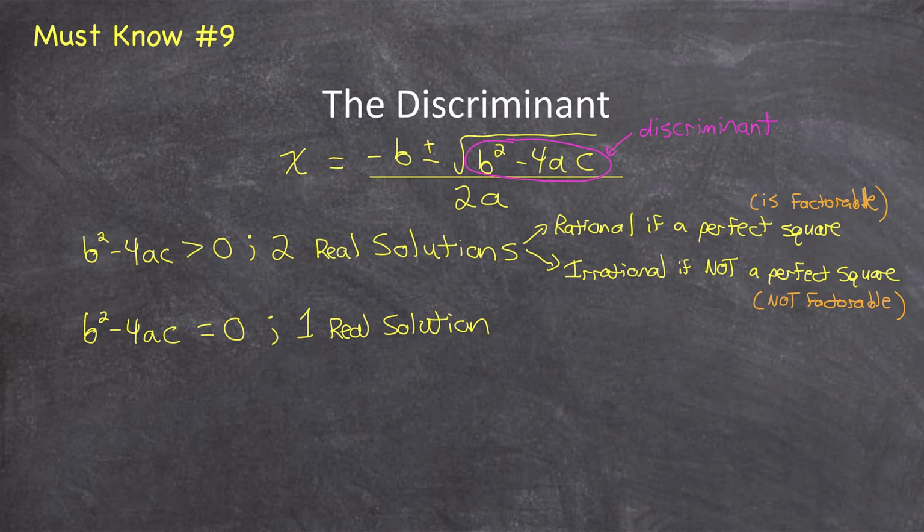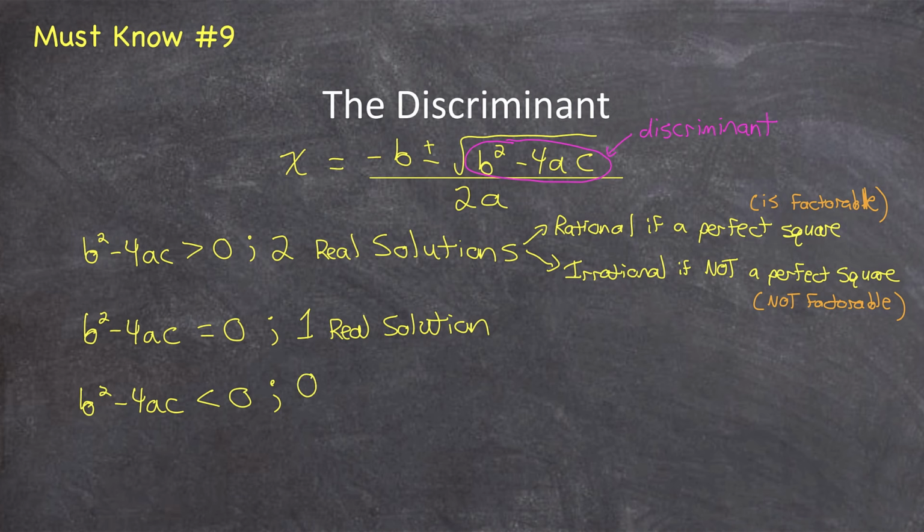equation. And that's because if underneath the square root is 0, the square root of 0 is 0, so you'd be adding and subtracting 0 from negative b. Adding and subtracting 0 gives you the same value, therefore only one solution. If b squared minus 4ac is negative, so if it's less than 0, there are no real solutions to the quadratic equation. There are complex solutions, but no real solutions.